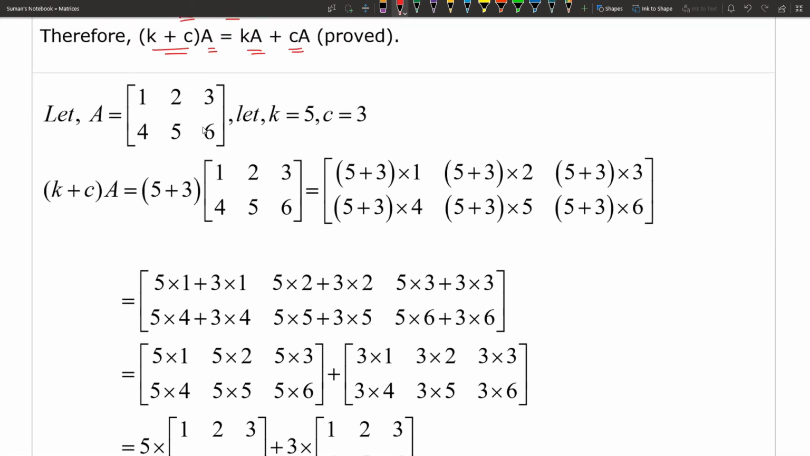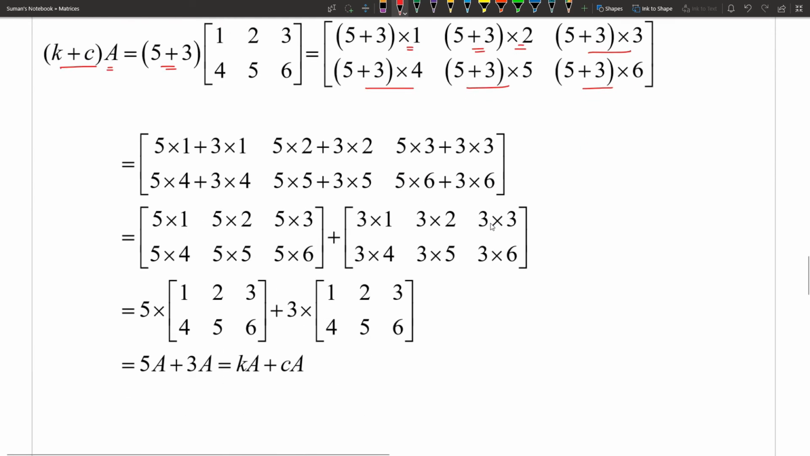A is equal to 1, 2, 3, 4, 5, 6 with the order 2 cross 3, and the two scalars are K is equal to 5, C is equal to 3. So at first we have (K plus C) into A, that means (5 plus 3) into the matrix 1, 2, 3, 4, 5, 6. We are multiplying it with the property of scalar multiplication of a matrix. So 5 plus 3 into 1, 5 plus 3 into 2, 5 plus 3 into 3, 5 plus 3 into 4, 5 plus 3 into 5, 5 plus 3 into 6.